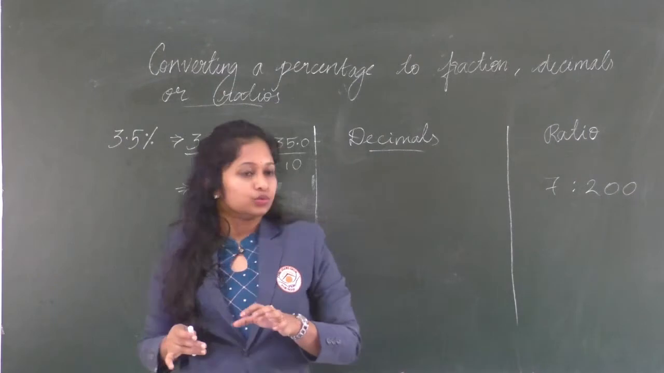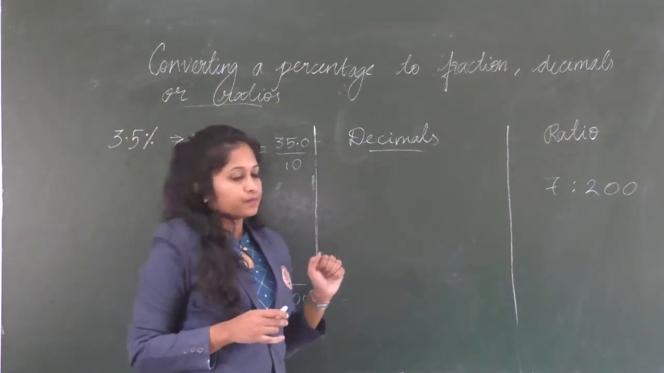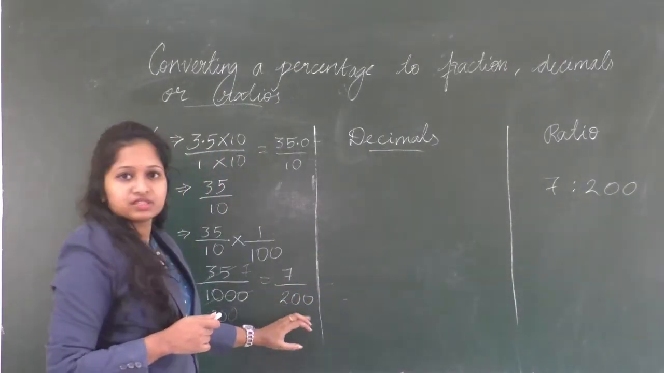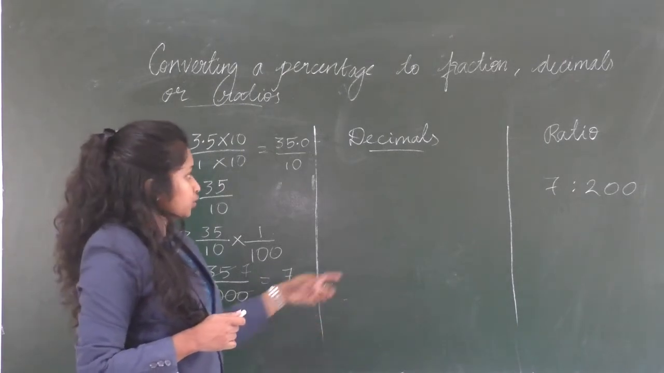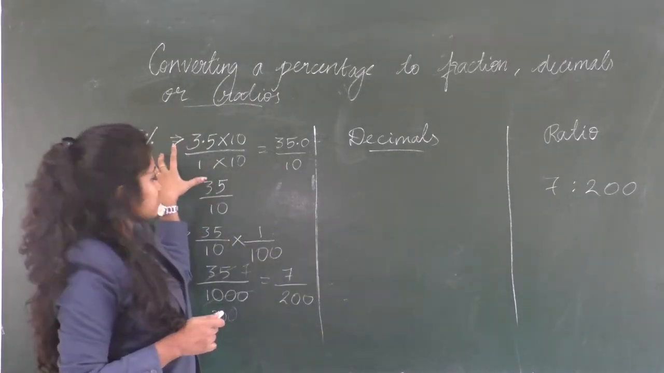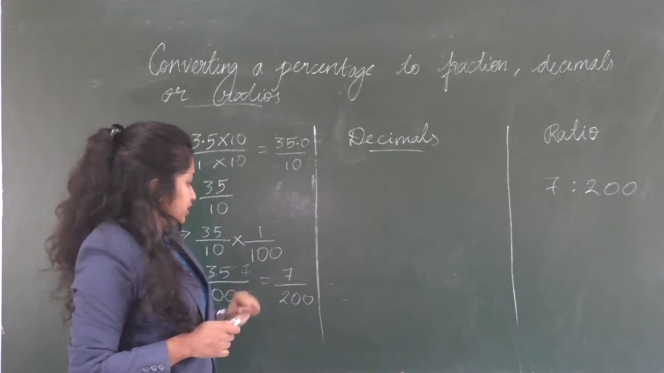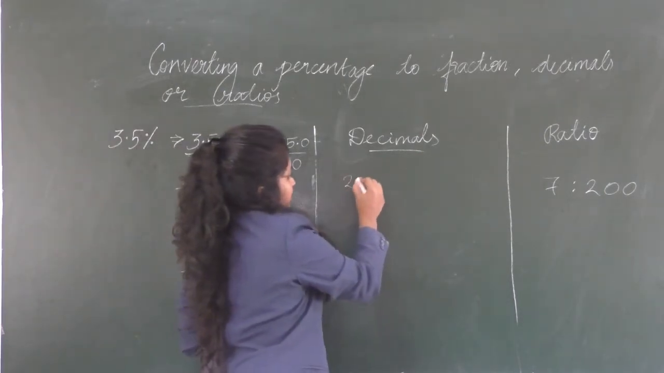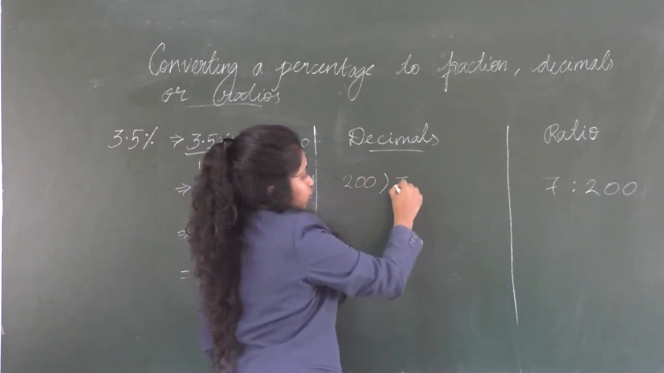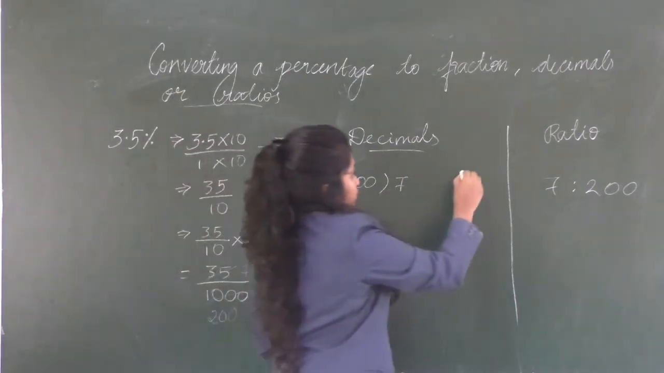Now let's move on to decimals. So let's convert this fraction to decimal. That means we are converting this 3.5 percentage to decimal. So let's divide. As you do normal division, do it.